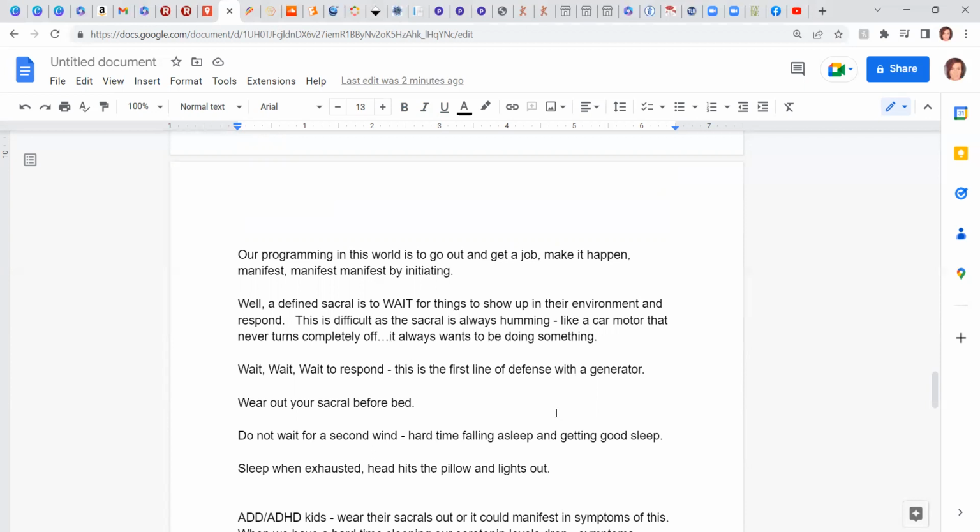Wear out your sacral before bed. And a defined sacral is to wait for things to show up in their environment and respond. So it's not correct for a generator to respond from an idea in your mind. Ooh, I have this quick idea to do this class, or go do this thing, or build this project. Wait, and wait some more. Wait.